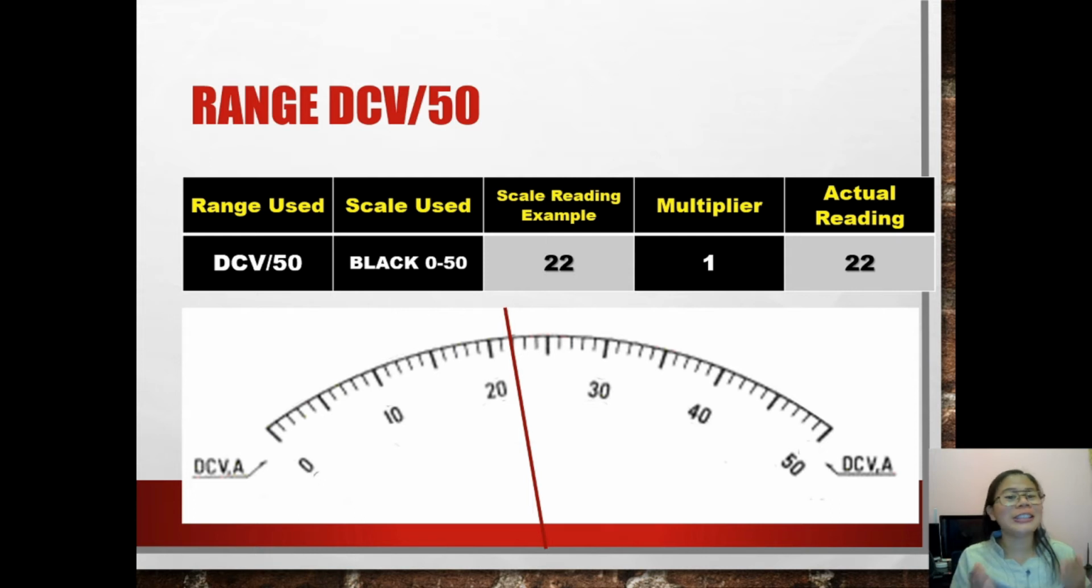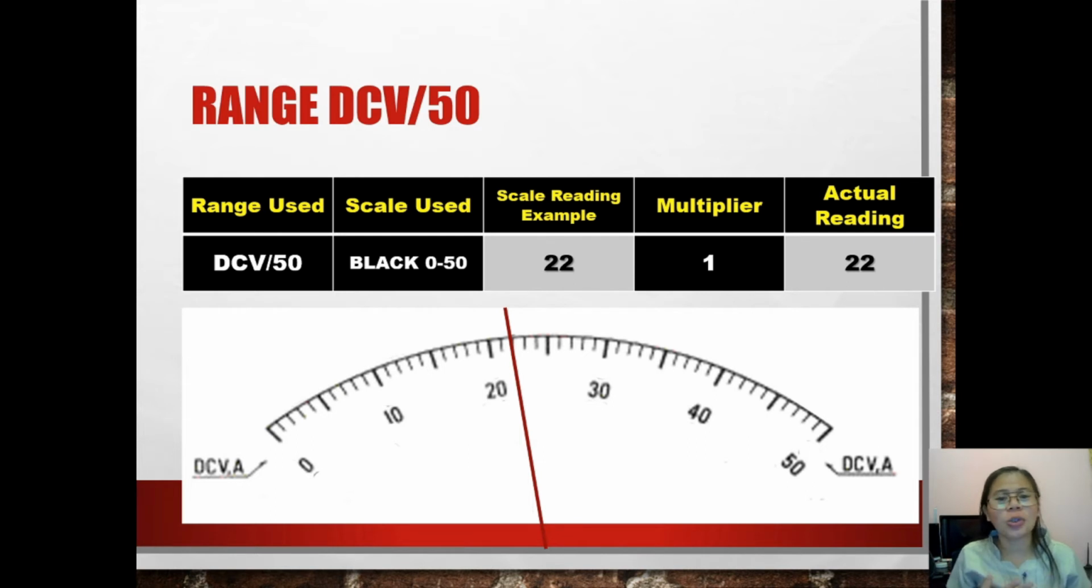We are going to use the 0 to 50. Okay, range 50, scale 0 to 50. So we are going to read the pointer. What is the scale reading? Okay, the scale reading is 22.